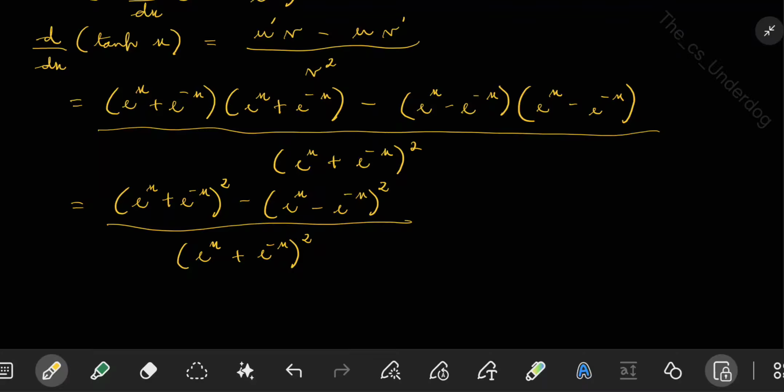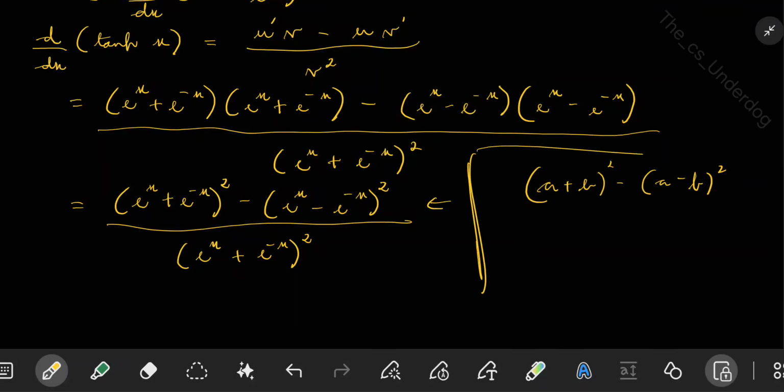Next thing is, if you see the numerator, this is in the form of (a plus b) the whole square minus (a minus b) the whole square. This is the form in which you can see this numerator. This numerator is in the form (a plus b) the whole square minus (a minus b) the whole square.